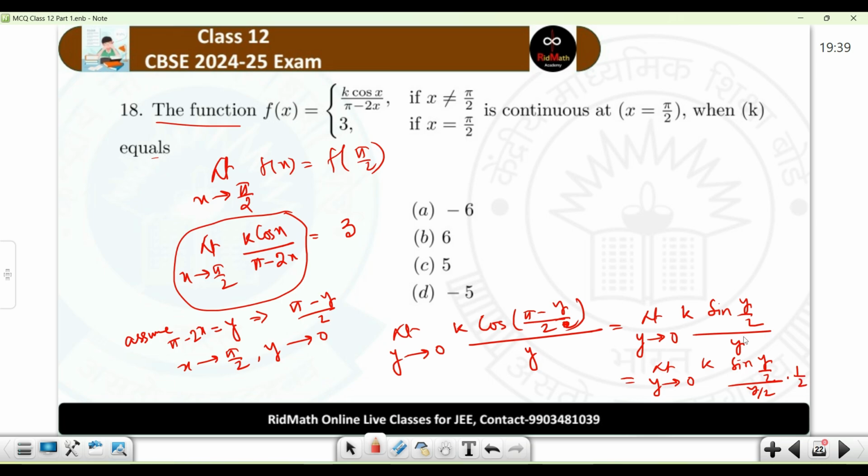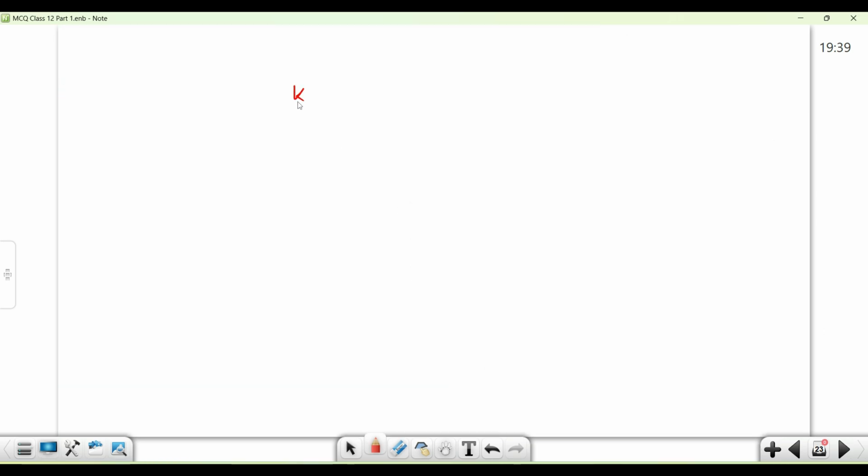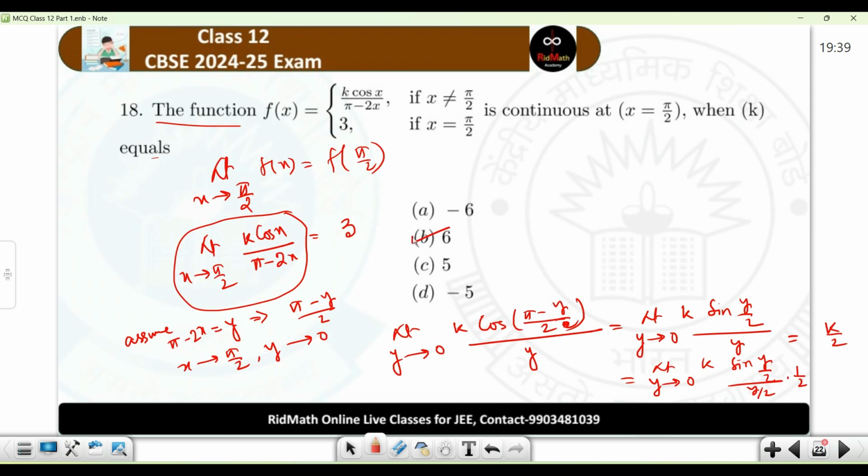Okay, so this is 1, so this is k by 2. So k by 2 is equal to 3, that means k equal to 6. That means the value of k is 6, option number B. Next problem.